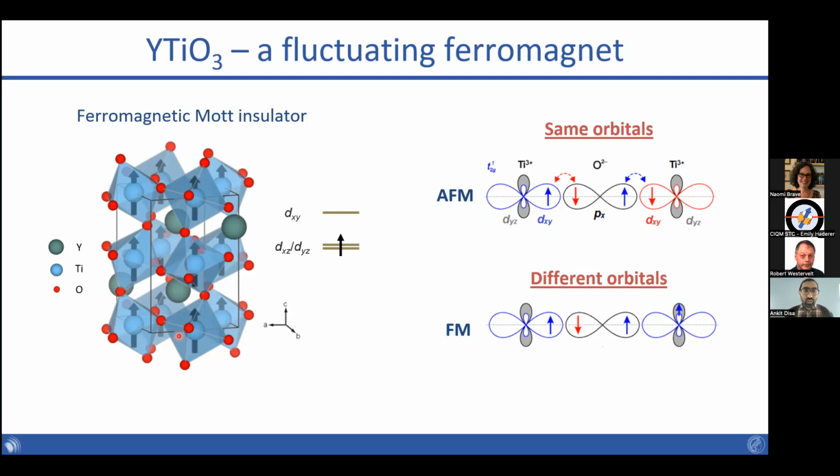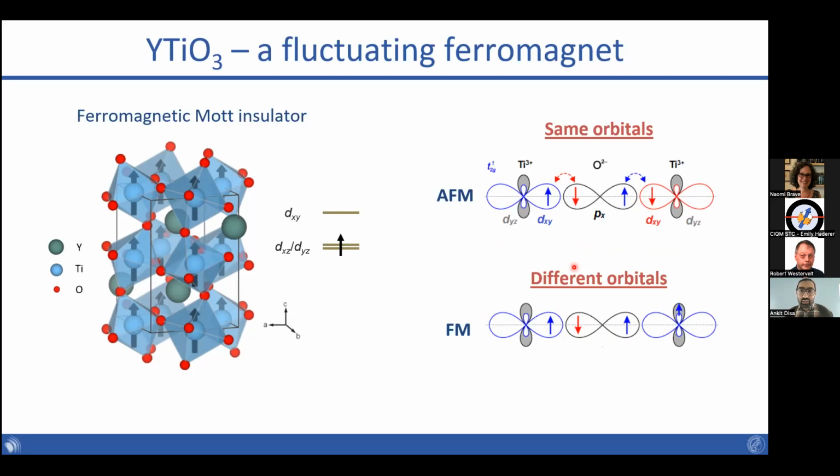So just to break it down, in some kind of cartoon picture, if adjacent sites have different orbitals, or sorry, have the same orbital, then we would expect antiferromagnetic spin interactions. While if we had different orbitals on adjacent sites, we would expect ferromagnetic spin interactions. Okay, and the situation is much more complicated in reality, but you can already see from here that there is some level of degeneracy that exists.